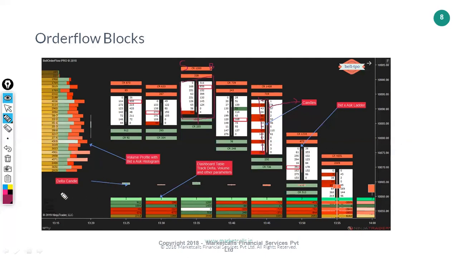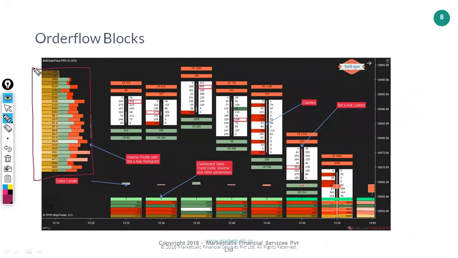And here at the bottom is the dashboard, which tracks the total number of buyers, total number of sellers, the delta, minimum delta, maximum delta, cumulative delta, and volume for that particular candle. You can track it at each and every price level. And you can also see the histogram over here, which is nothing but the volume profile only for that particular day.